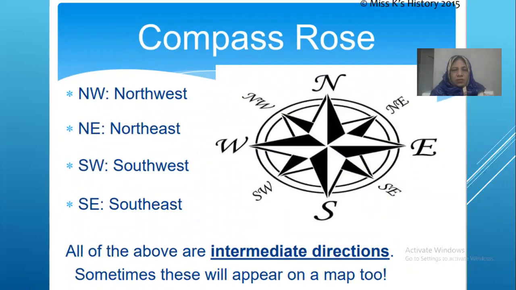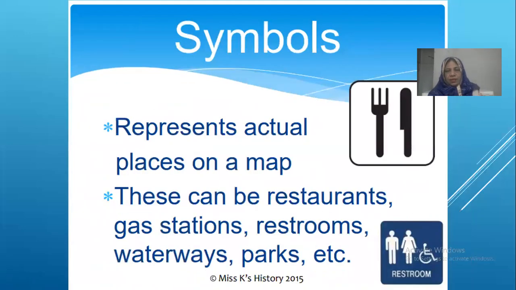The compass rose shows not only north, south, east, west, but some intermediate directions too. For example, this is northwest, southeast, northeast, southwest. All of the above are intermediate directions. Sometimes these will appear on a map too. Symbols represent actual places on a map. These can be restaurants, gas stations, restrooms, waterways, parks, etc.